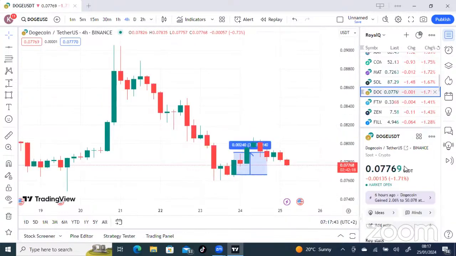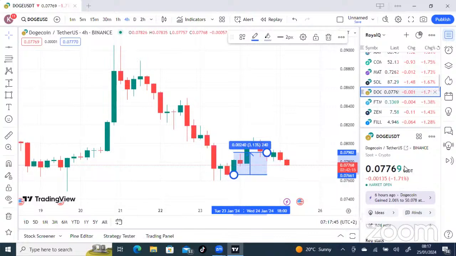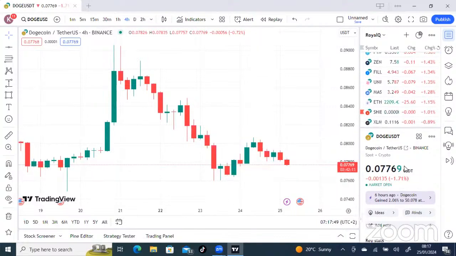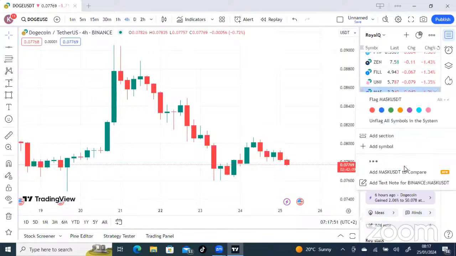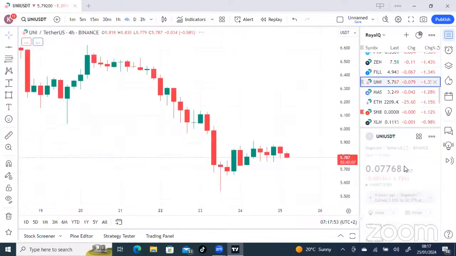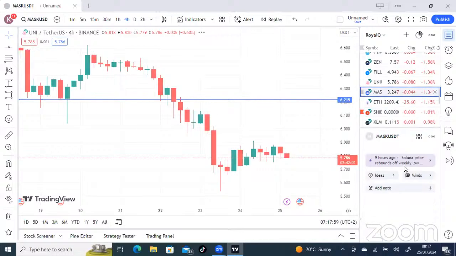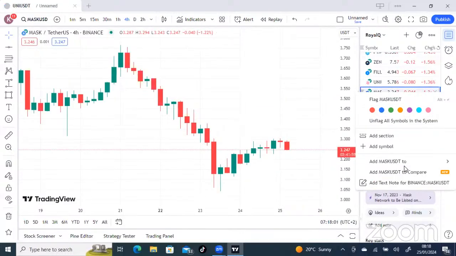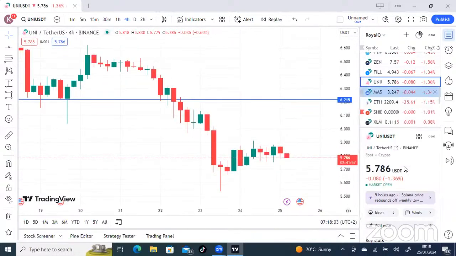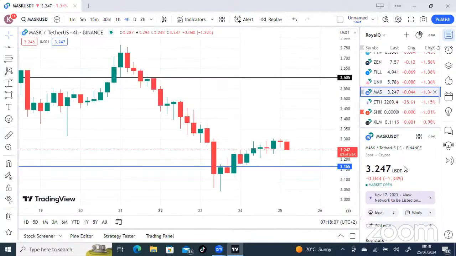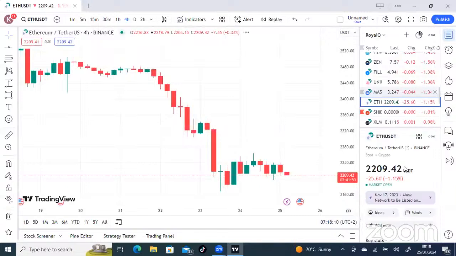I'm trying to trade news. I'm looking at coins that have news around them. That's what I'm trying to do. I'm looking at coins that are coming from the Ethereum blockchain, because in the near future there is an upgrade.